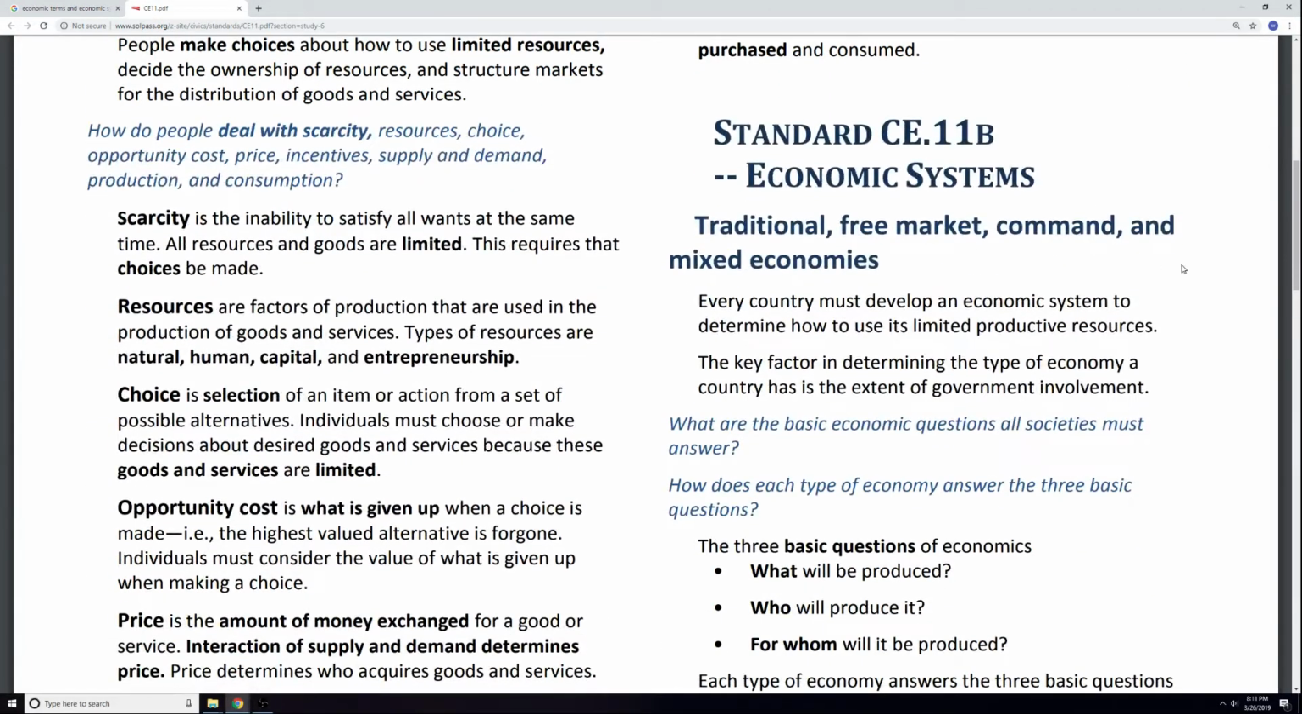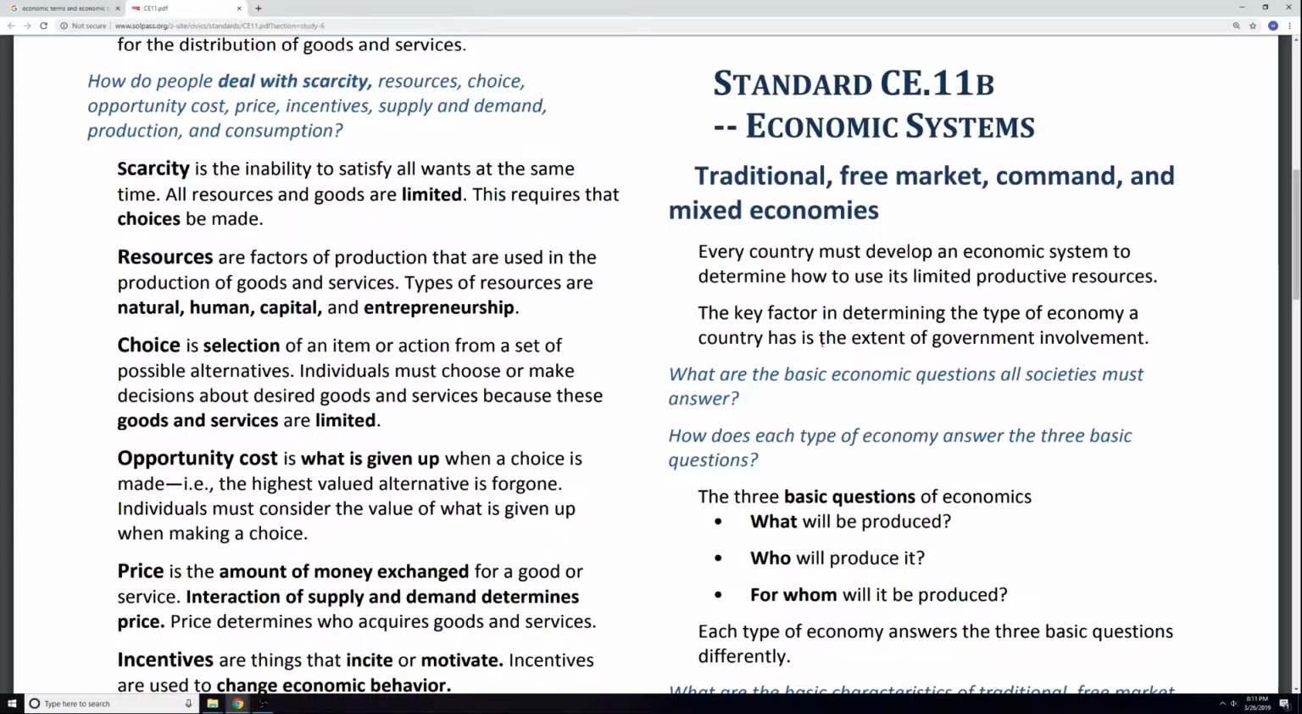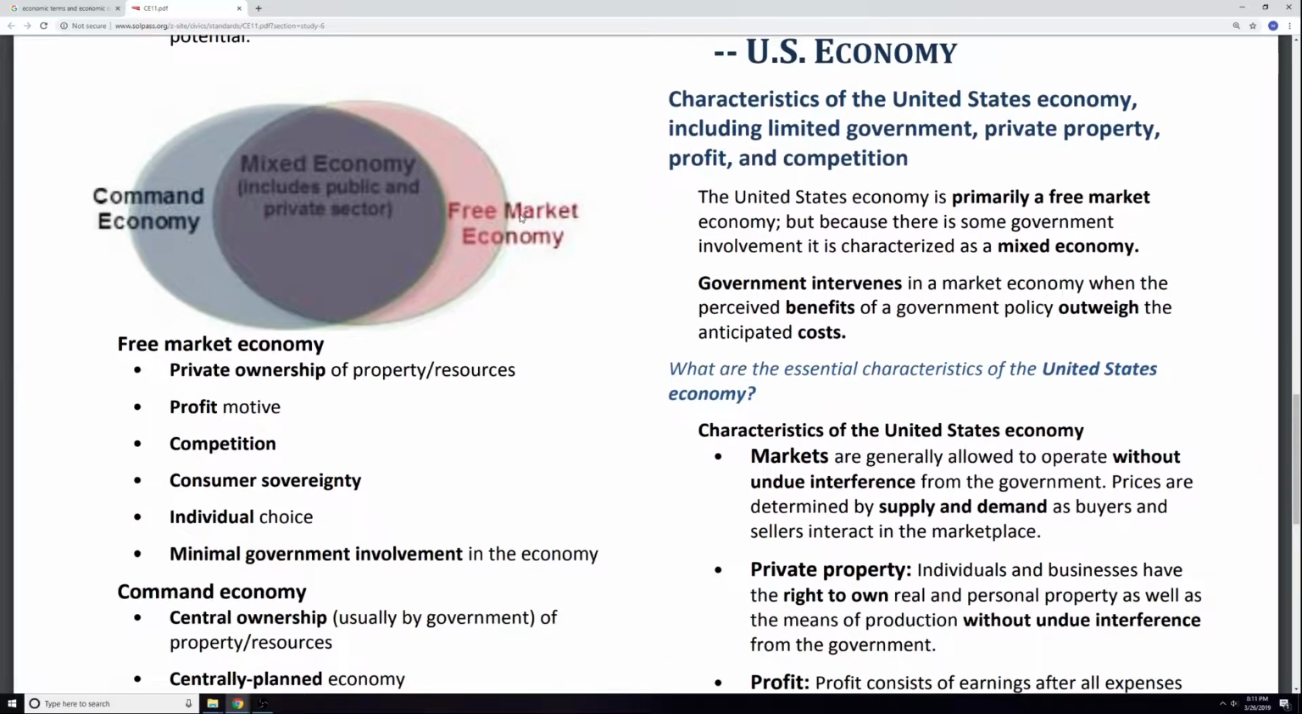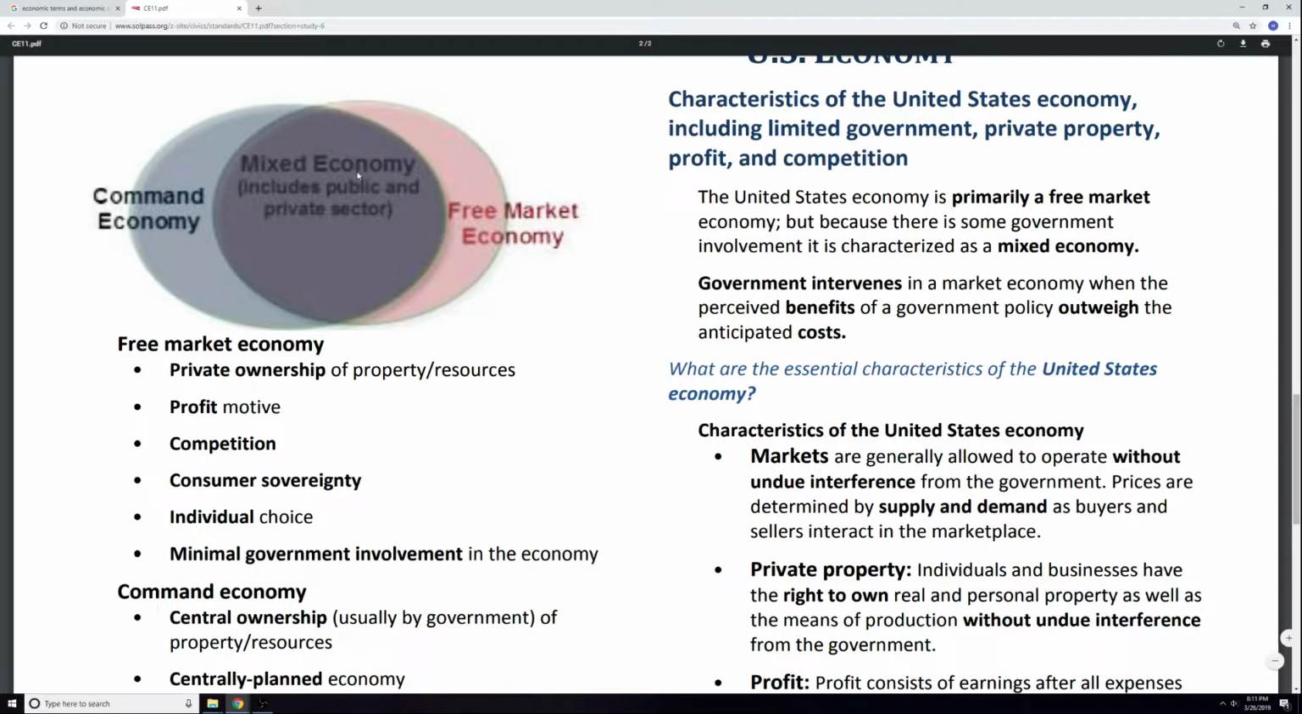All right, and then we've got our 4 economies: traditional, free market, command, and mixed. Here's the one here, the extent of government involvement. So the key factor when you're trying to figure out, okay, what economy am I dealing with, is how much government is involved. If it's little, it's free market. If it's somewhere in the middle, it's mixed. If it's all government, it's command.